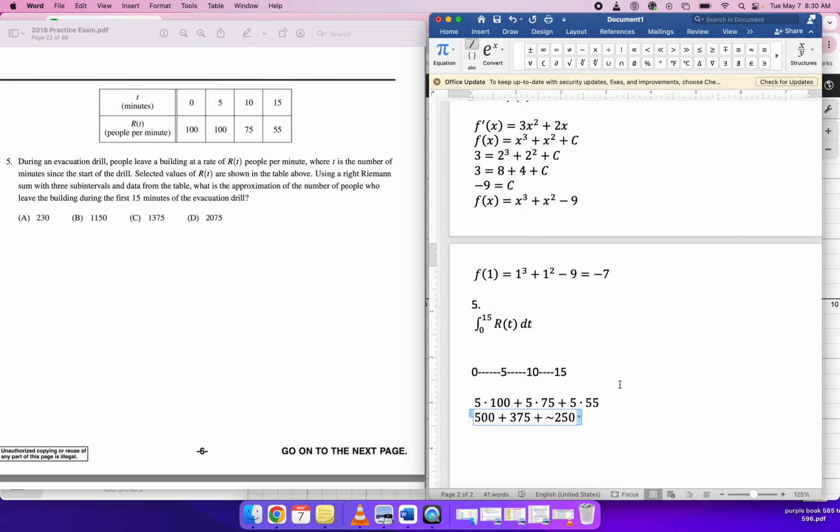5 times 55, what would that be exactly? I mean, 5 times 50 is 250, plus another 25. I think it's 275. This problem's kind of annoying for the arithmetic. So that's 875 plus 275. So that's 1,000 plus 150, 1150. Yep, that's right. Cool. So it's B.